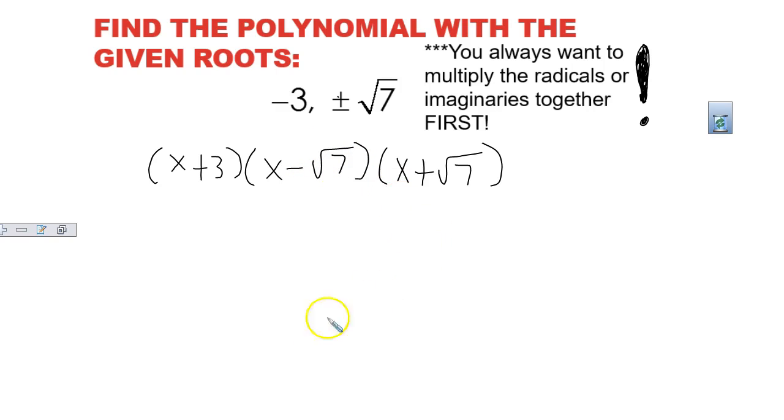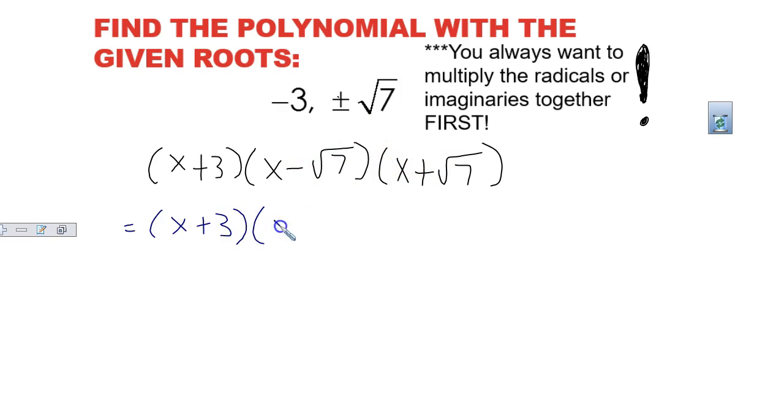It is recommended that when you are multiplying these things together, that you start with the ones that have the square roots, the radicals, or imaginary numbers first. If you don't, it gets really messy before it cleans itself up. If you do, it cleans itself up really nicely from the very beginning. So since I only have one x plus 3 at the front, I am just going to bring it down. And then I'm going to multiply these two together using FOIL.